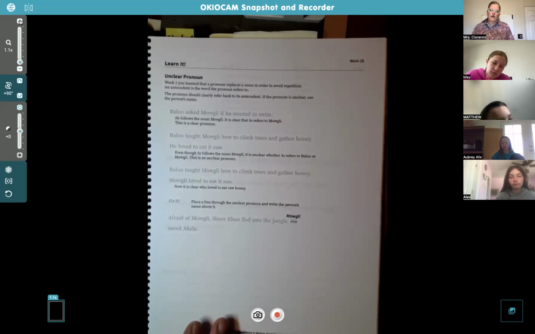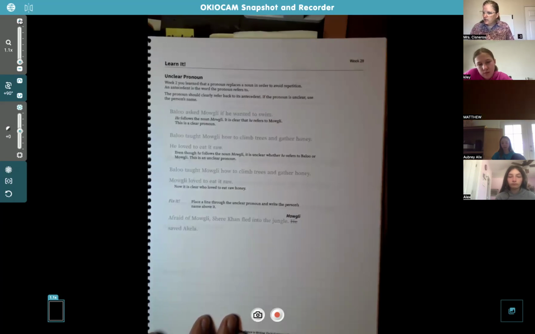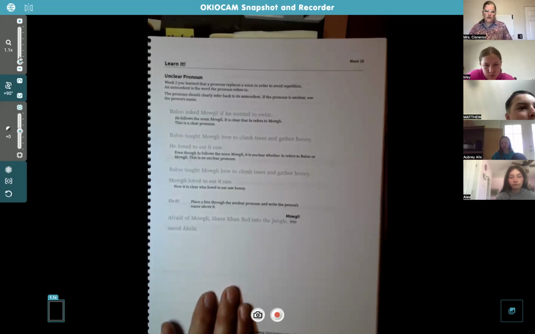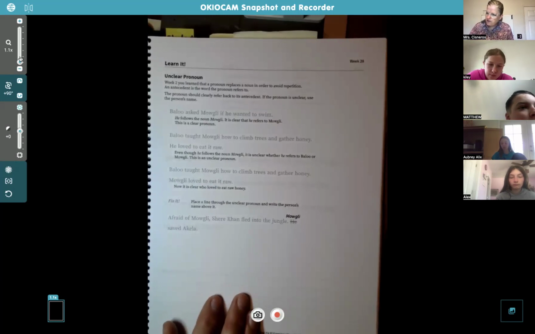So if you're talking about Mowgli, that's a he. So we would use he in place of Mowgli. Mowgli would be the antecedent. That's who he is referring back to. The pronoun should clearly refer back to the antecedent. If the pronoun is unclear, use the person's name. I think this is pretty normal for us. It's going to sound familiar because we have been speaking English since the day you learned how to speak. So this should make sense to you.